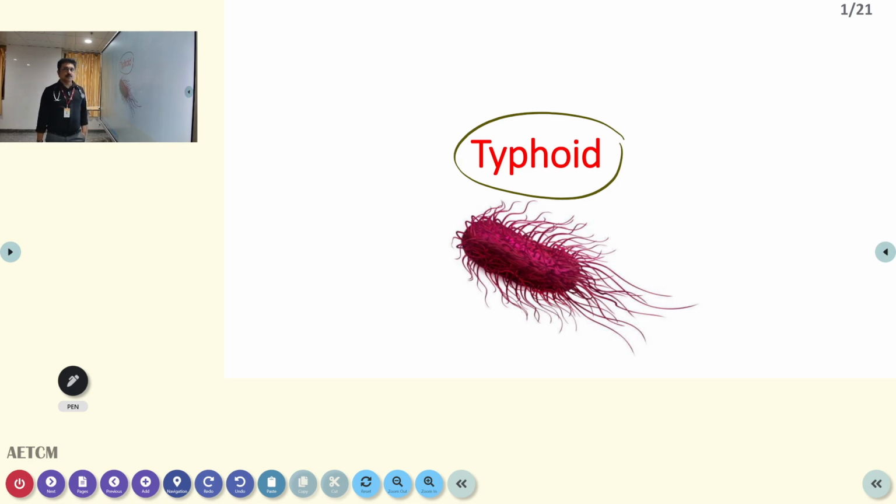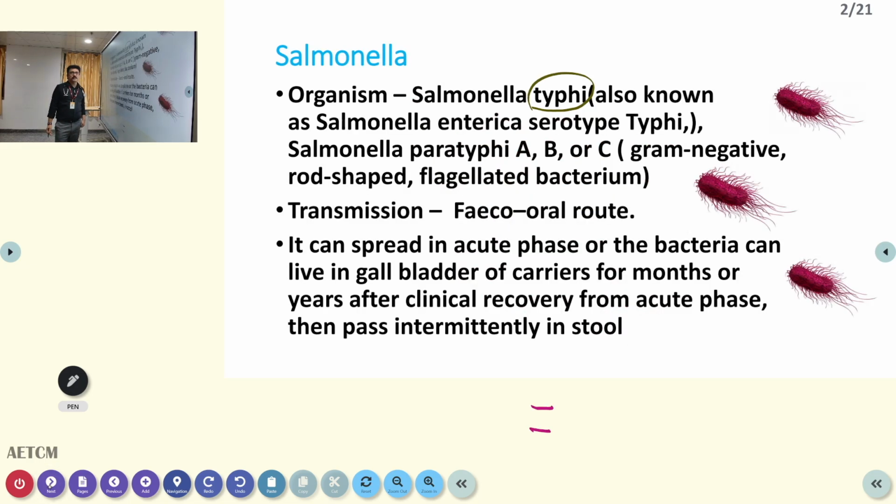Today let us discuss typhoid or enteric fever. It's a gram-negative infection, mainly affecting our stomach and produces diarrhea, fever and a lot of complications. We'll see all these things afterwards.